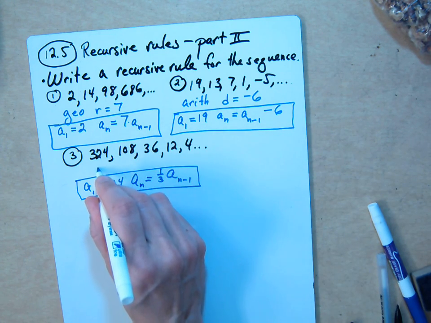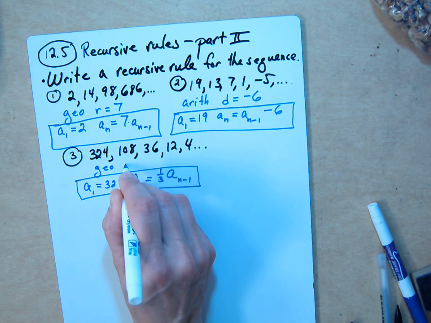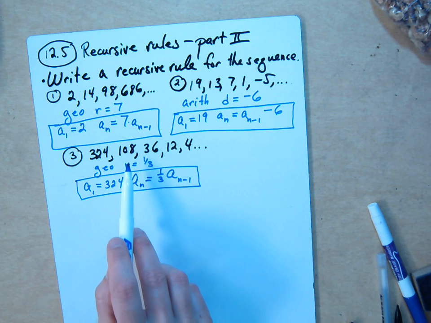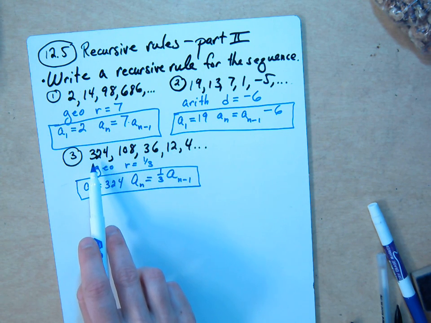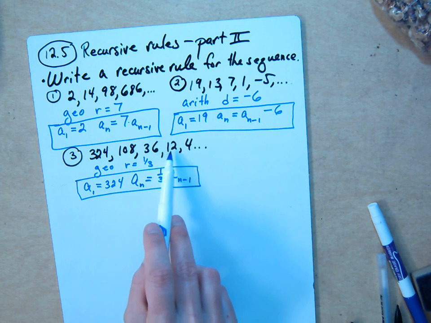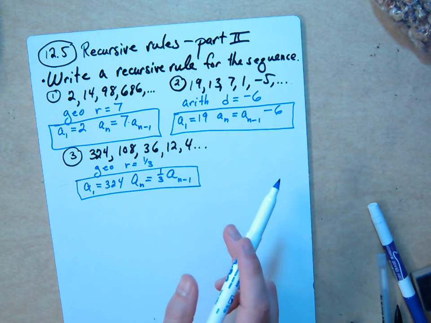And indeed, this is geometric, just to fill in the blanks, and the common ratio was 1/3, which you could get by taking any term and dividing by the previous term. If you weren't sure, just do the division. 12 divided by 36 is 1/3.